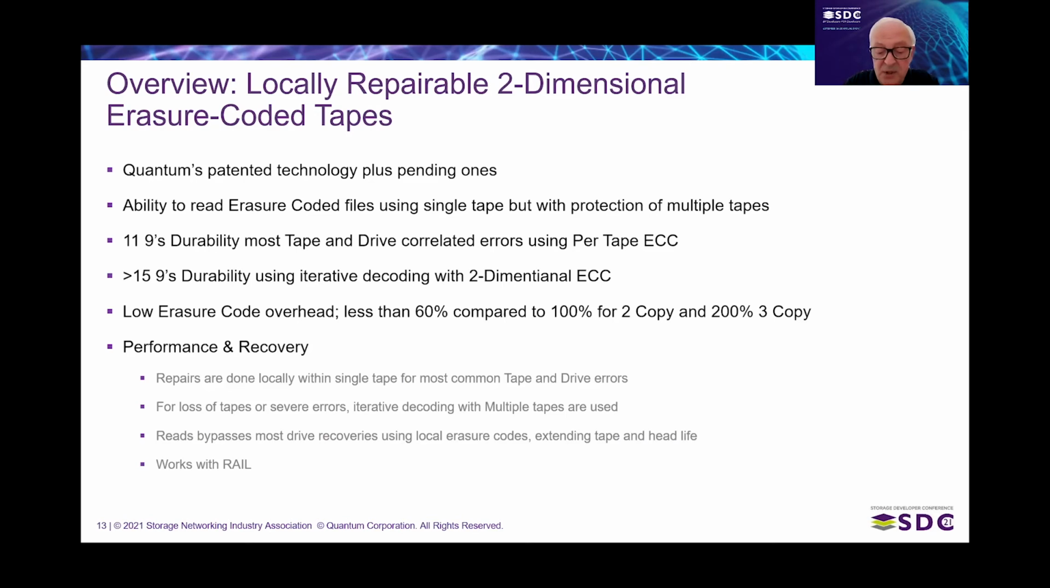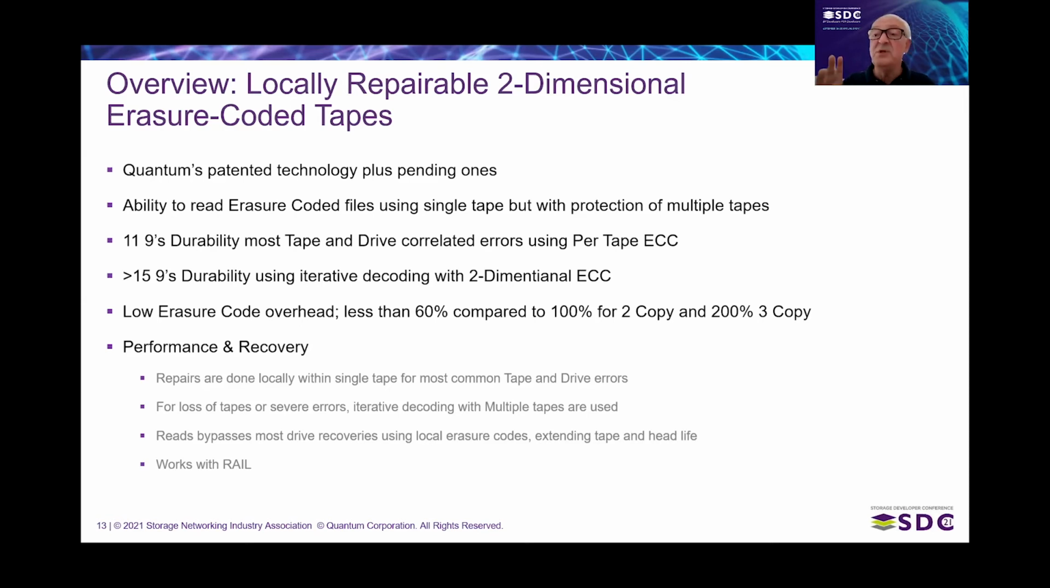Two-dimensional erasure-coded technology is based on existing and pending Quantum IPs, and basically it's used to address the key issue, which is the long tail latency problem. It offers users the option to read files and objects using a single tape or multiple tapes. If you want a faster transfer rate, you use multiple. If you're focusing on small or mid-sized files, you just get it from a single tape, so you don't cause big latencies. And this can be done with very small overheads, much less than a 2-copy system, definitely substantially less than 3-copy, but with durabilities much higher than 11 nines. So you gain lower cost, higher durability, and higher performance.